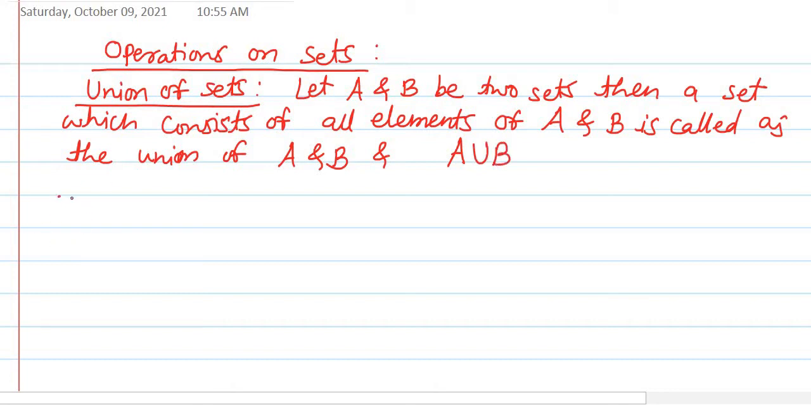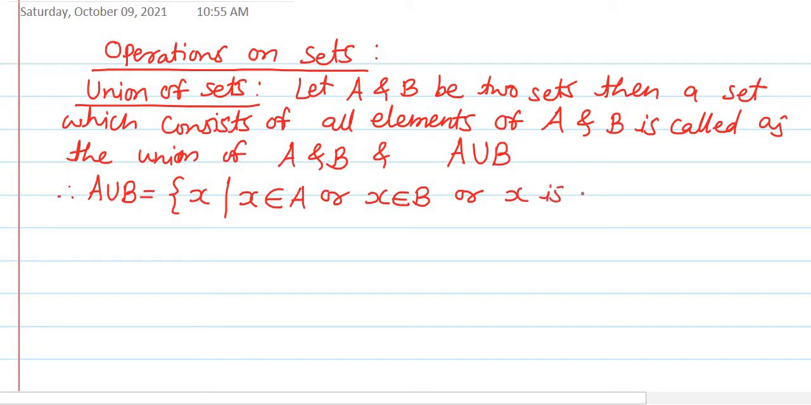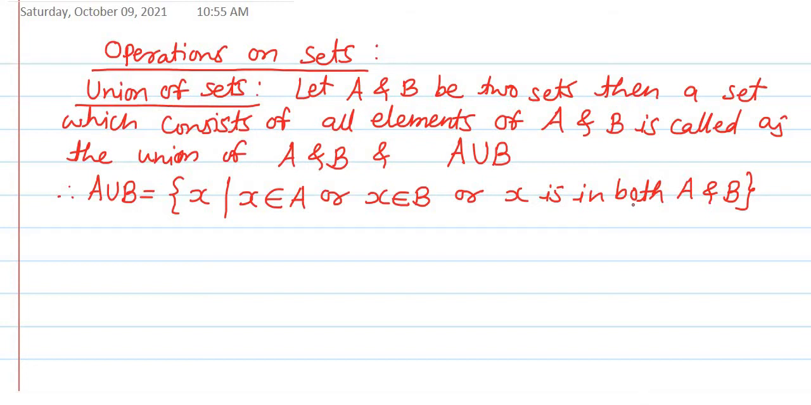In symbols, the same thing we can write as A union B is the set of all elements X such that X belongs to A, or X is in B, or X is in both A and B. If X belongs to only A, then it is a member of A union B. If X is a member of only B, then also it is a member of A union B. And if X is in both A and B, then also X is a member of A union B. Like such, the union of two sets is defined.